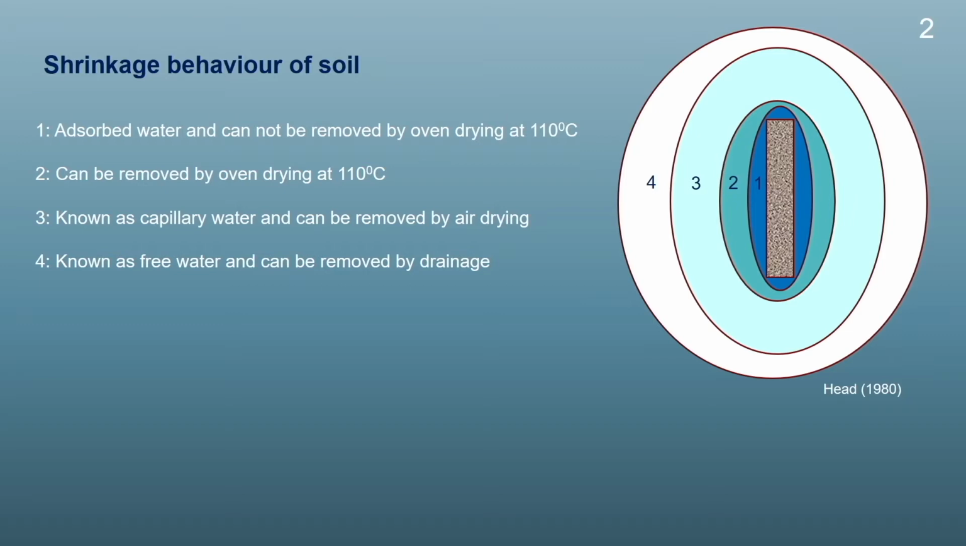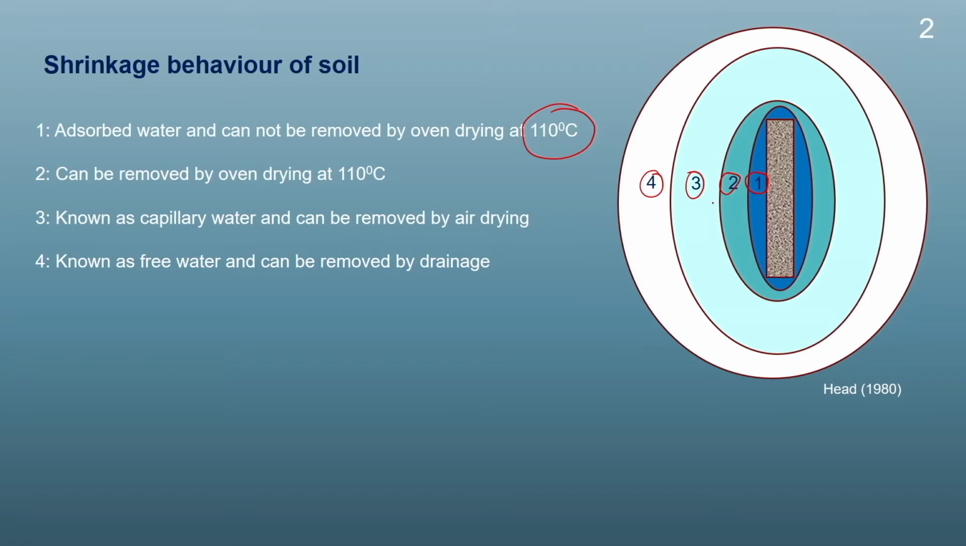When we talk about the water present in a soil, we can see the water in a soil can be of various types. We can name this water as 1, 2, 3, 4. The water which is present next to the clay soil is termed the adsorbed water. So here it is named 1. This adsorbed water is held strongly with the clay surface and cannot be removed by oven drying at 110 degrees centigrade. Next to this adsorbed water is the diffuse double layer water, which can be removed by oven drying at 110 degrees centigrade. This diffuse double layer water is not held that tightly in comparison to the adsorbed water.